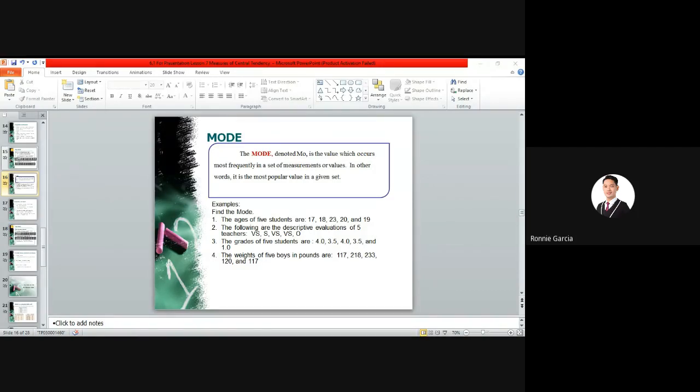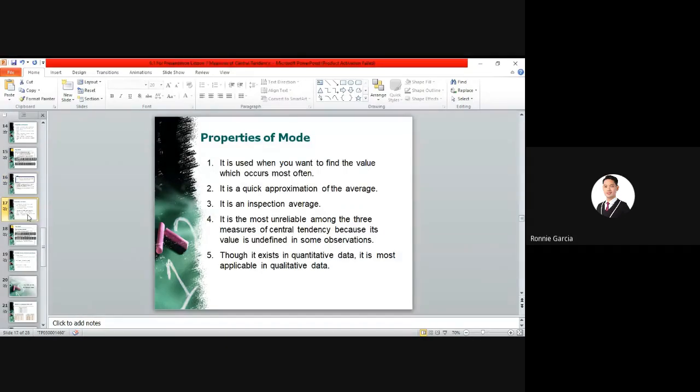Pwede nga nag-tie silang duha. Kaduha nagbalik ang 4.0, 3.5. So that is what we call as bimodal. Correct. How about the last one? 117, 218, 233, 120, 117. So 117 is very easy. So as you can see, among the three, ang pinakasayon jud is mode.